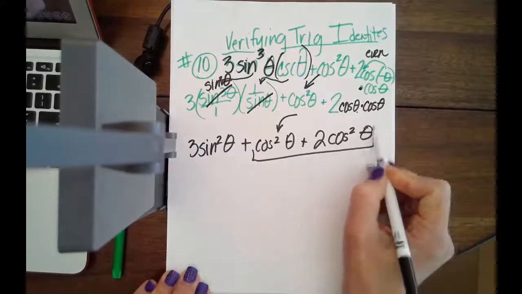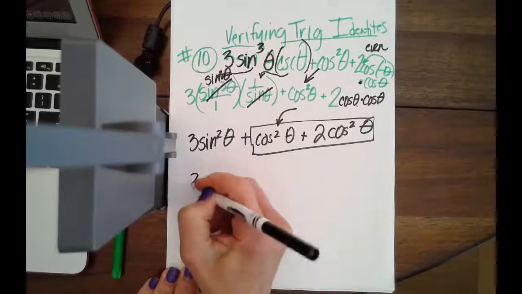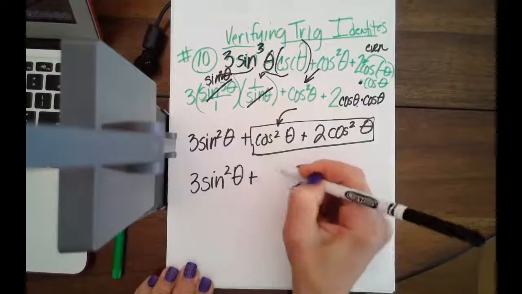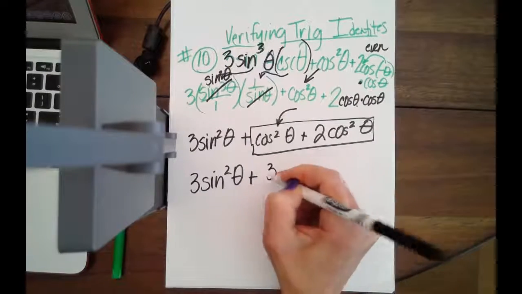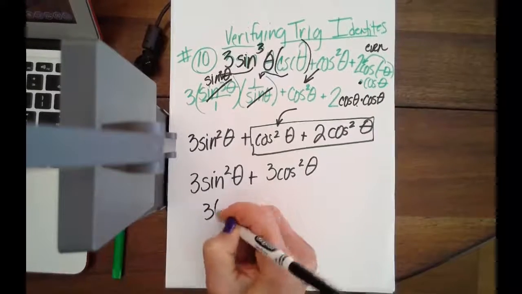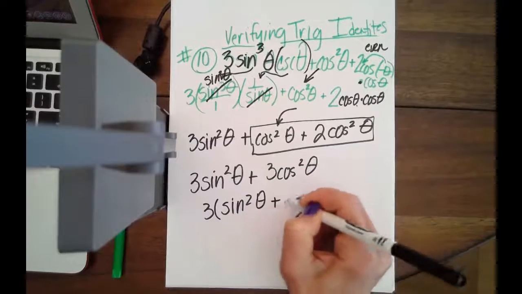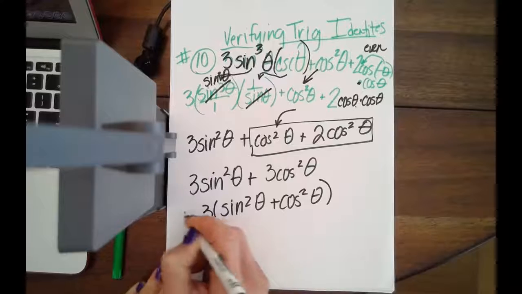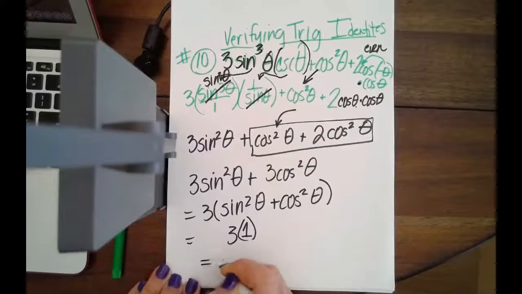Alright, we can combine these because they are like trig ratios. So we have 3 sine squared of theta plus 1 cosine squared of theta plus 2 cosine squared of theta, which is 3 cosine squared of theta. And if you factor out a 3, you can see how nice this is, that we are left with the Pythagorean identity, and that gives us 3 times 1, which is 3.